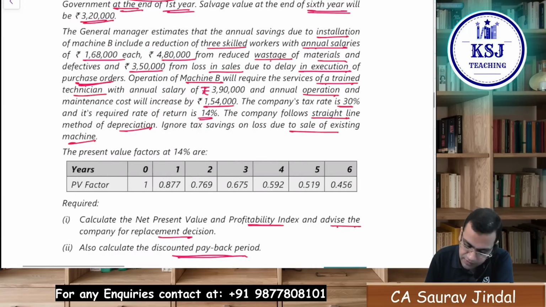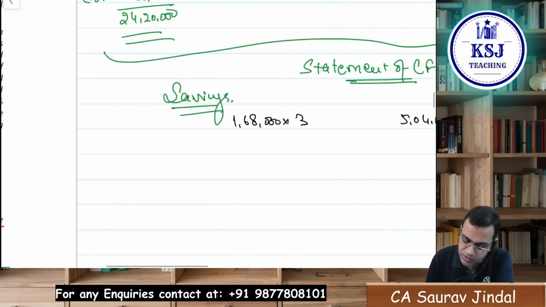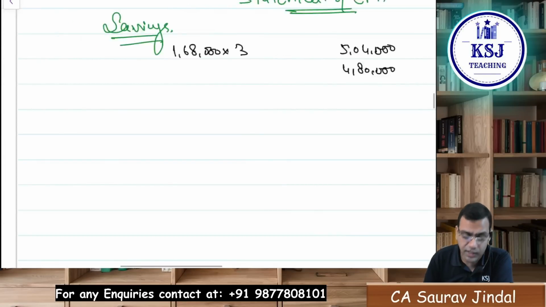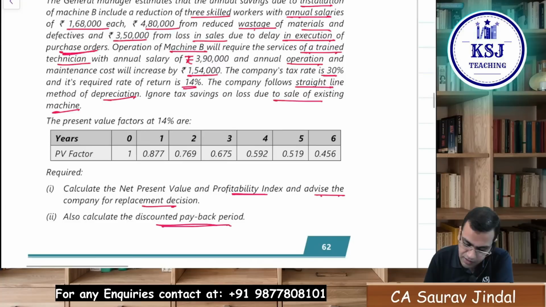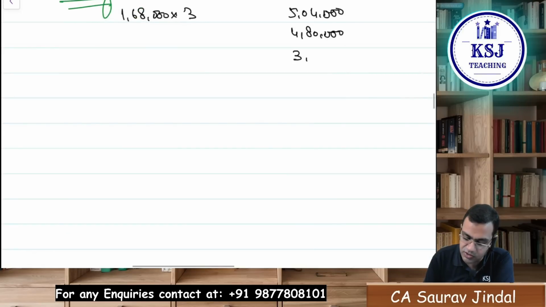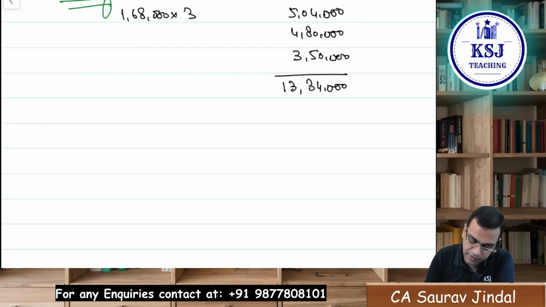After that, 4,80,000 from the reduced wastage of material. 4,80,000 will be there. Plus what else? 3,50,000 from the loss in the sale. Okay, 3,50,000. So this will be the total savings. How much? 5,04,000 plus 4,80,000 plus 3,50,000. That is 13,34,000. This will be the total savings.